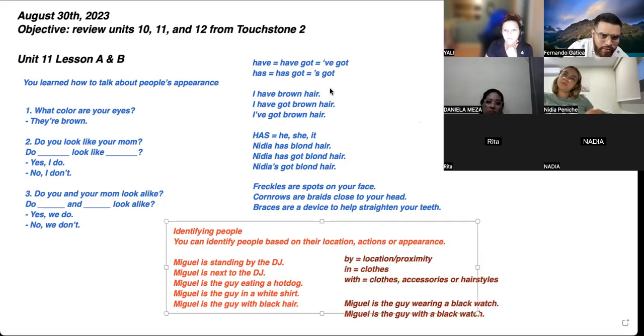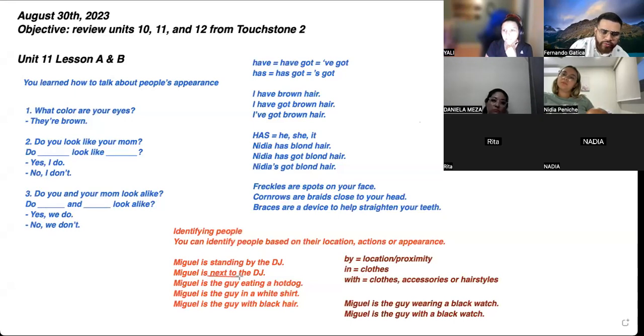One thing also, okay. The expression next to, siempre va junto, next to. Next to, two words, next to. Important for the test. On the test, you're gonna have something like this. Where's Michael? And then the answers are gonna be, let me check the answers.